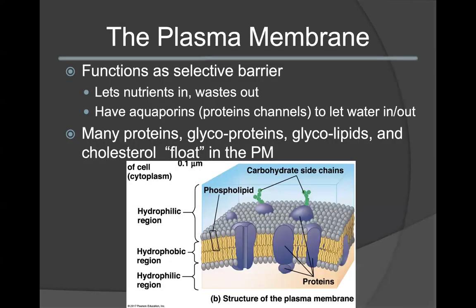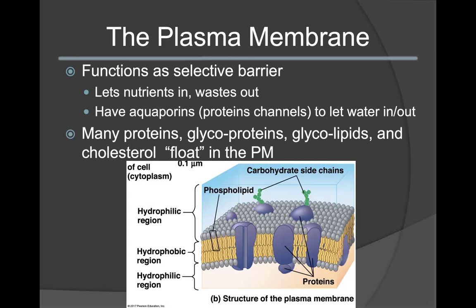The plasma membrane is an important component of the cell. It will help to enclose the cell and contain all of the different organelles and components. It is important in functioning as a selective barrier, which means that it will let certain molecules in as well as waste material out of the cell.